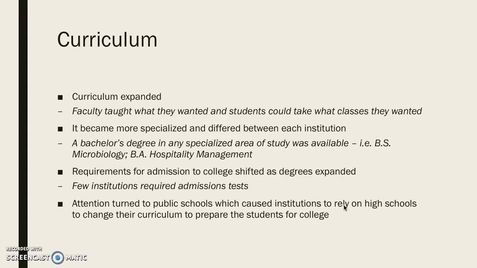Increase of students graduating who went on to college. Requirements for admission to college shifted as degrees expanded. A few institutions required admissions tests. Attention turned to public schools, which caused institutions to rely on high schools to change their curriculum to prepare the students for college. We see an increase of students graduating who went on to college, with 41% of students admitted came from a public high school, 40% from preparatory schools, and 17% from private preparatory schools.